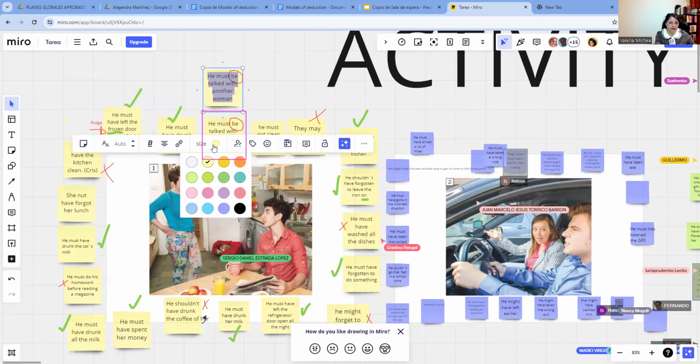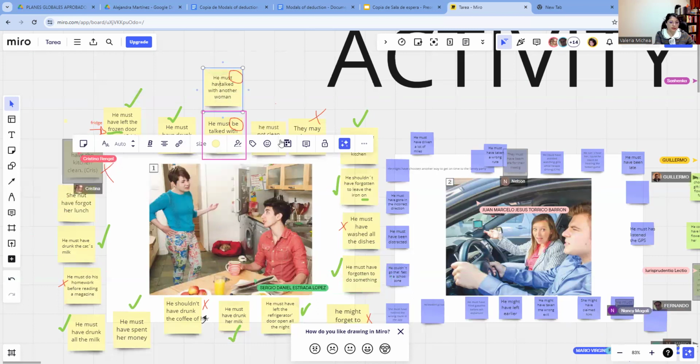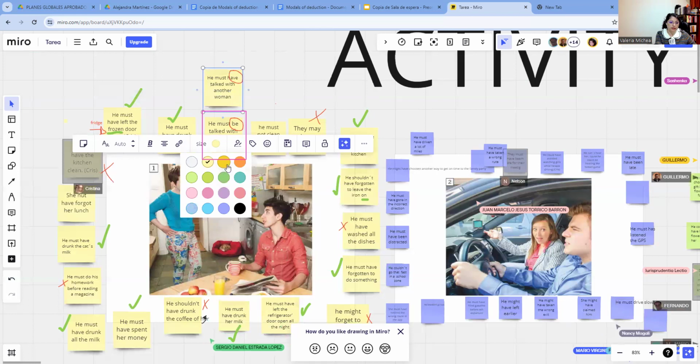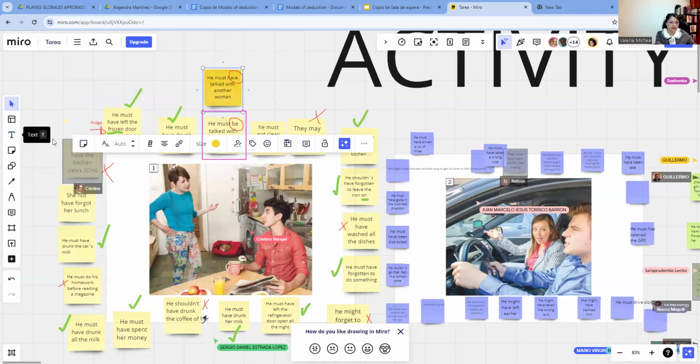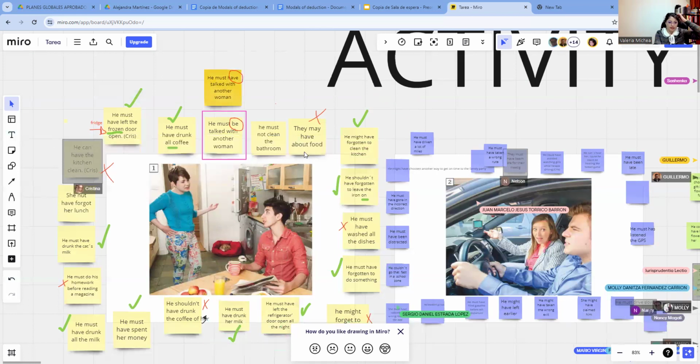Let me use it with another color. So instead of be, you need have. He must have talked with another woman. Right, so that would be the correct form. Yeah, thank you for clarifying that.